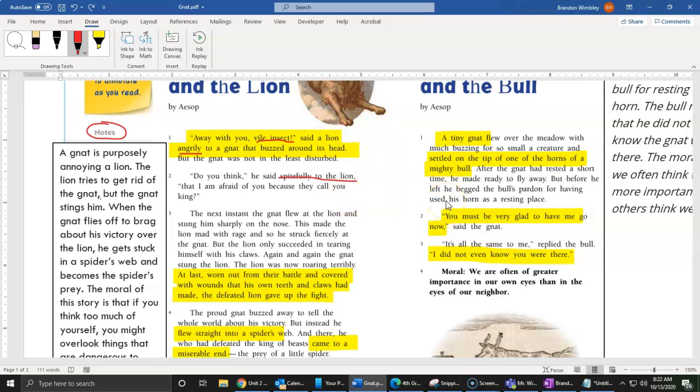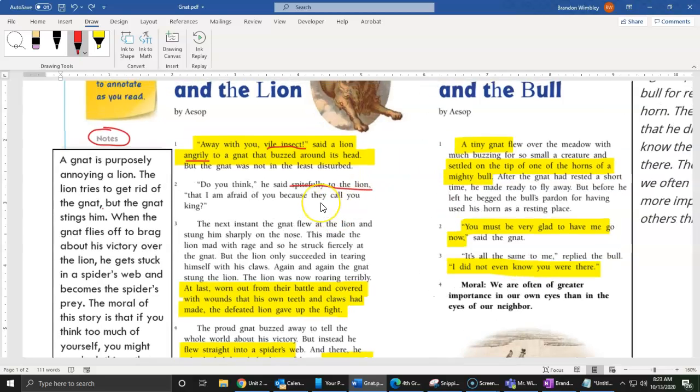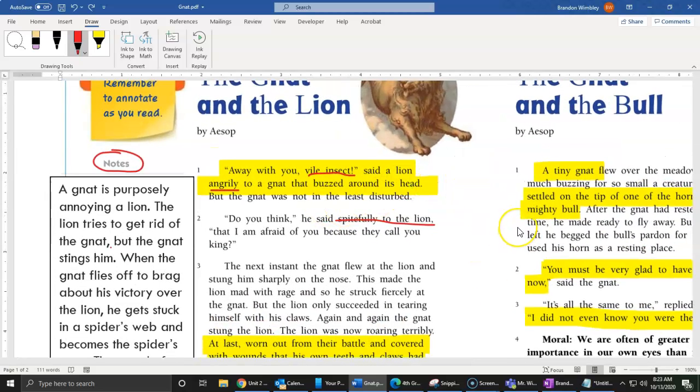So I'm going to read again these first two paragraphs for us. And as I read, I want you to see what adjectives we have that describe either the lion or the gnat. So let's begin. "Away with you, you vile insect," said a lion angrily to a gnat that buzzed around its head. But the gnat was not in the least disturbed. So I see this word right here, and that's describing something. That's describing my gnat. So we're going to take a look at that in a moment.